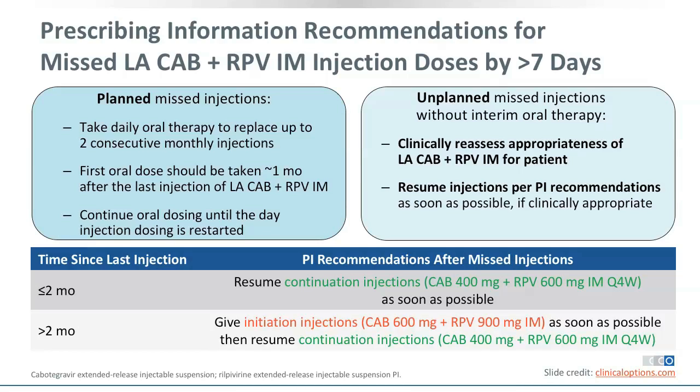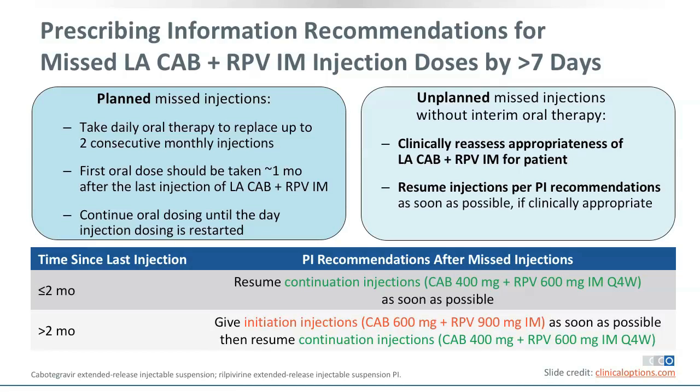On the other hand, when there's an unplanned missed injection for more than 7 days, one of the first things that should be done is to reassess the appropriateness of this long-acting injectable regimen for the patient. Now, assuming that it's deemed that it's still clinically appropriate to continue this regimen, the injection should be resumed per the package insert recommendations as soon as possible.